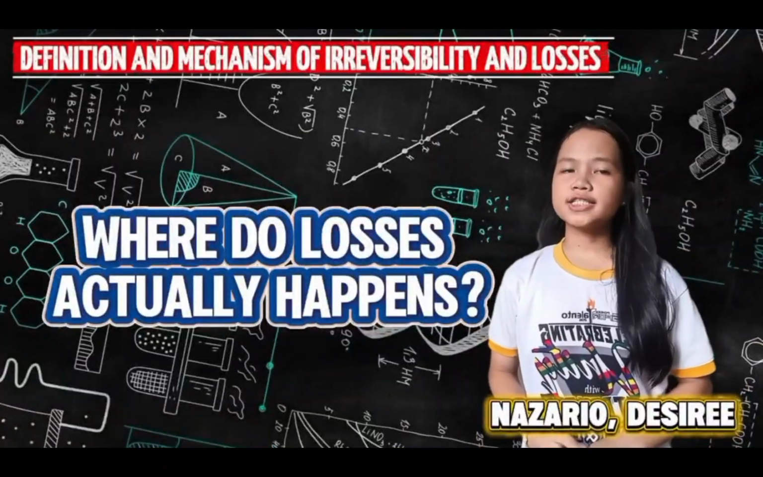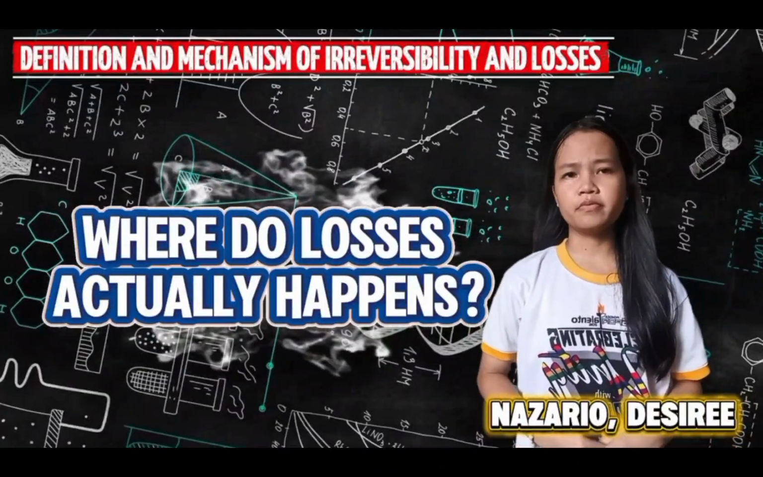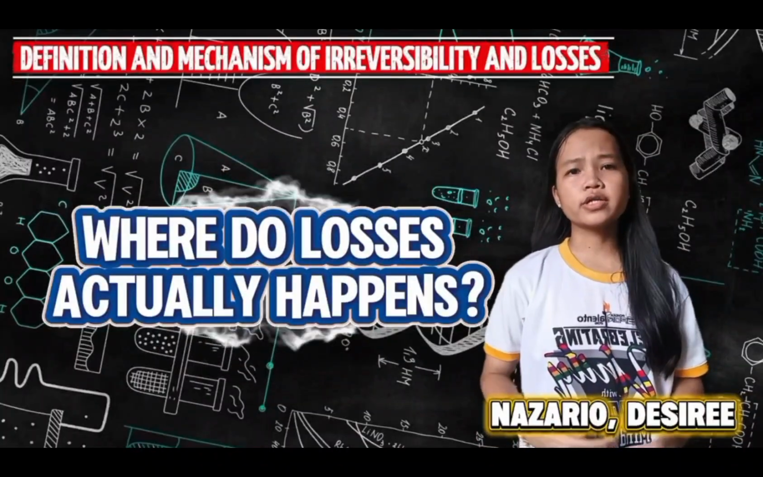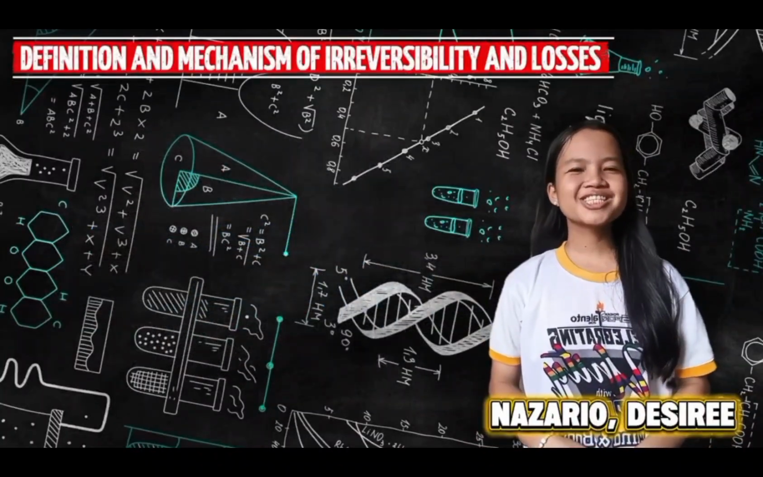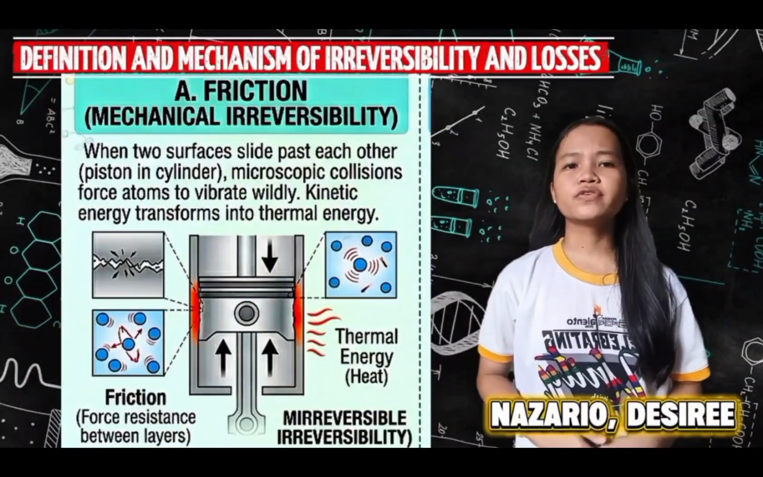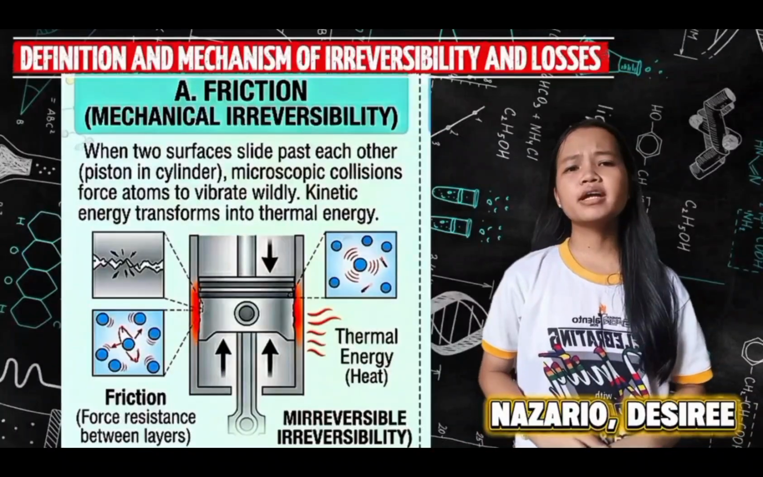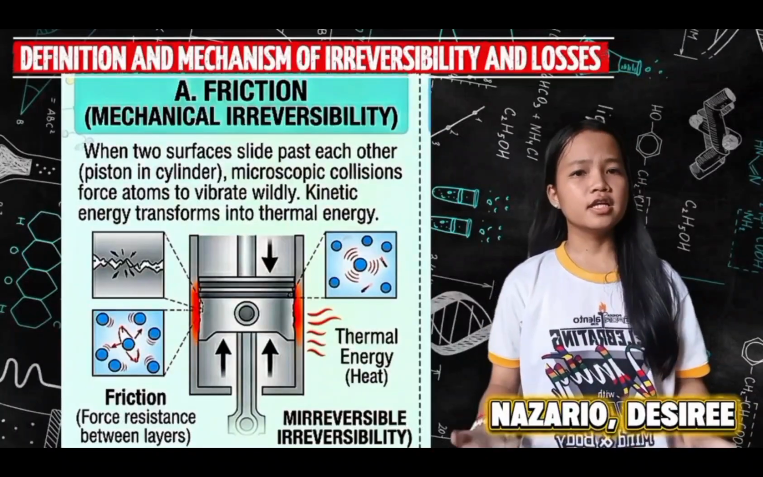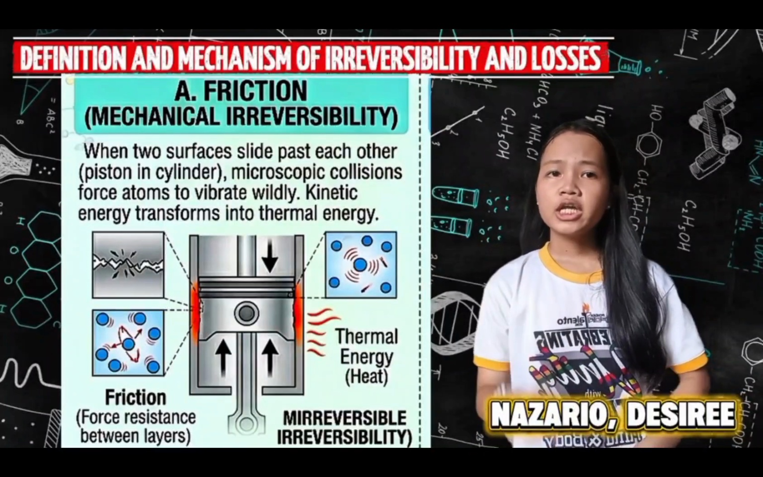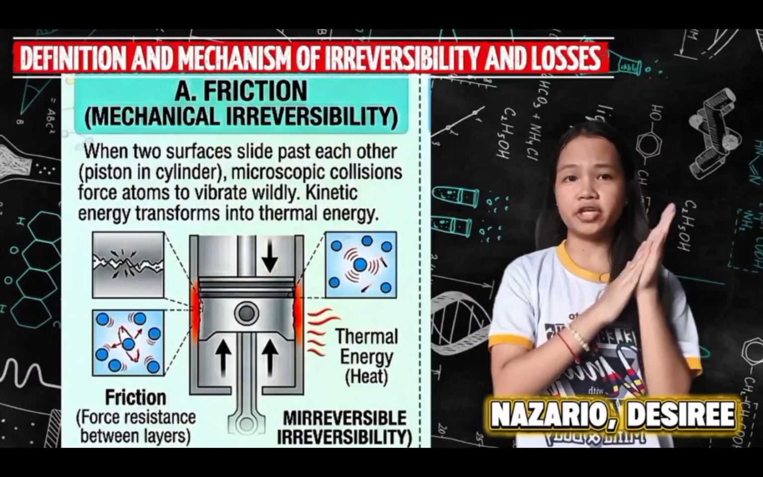So where do these losses actually happen? They stem from three main culprits that disrupt our perfect system. They convert structured, organized energy into disorganized, chaotic energy. The first culprit is friction, or the mechanical irreversibility. When two surfaces slide past each other, like a piston moving inside a cylinder, their microscopic rough edges collide. This forces the atoms to vibrate widely, transforming kinetic energy into thermal energy. You can feel this yourself by simply rubbing your hands vigorously.